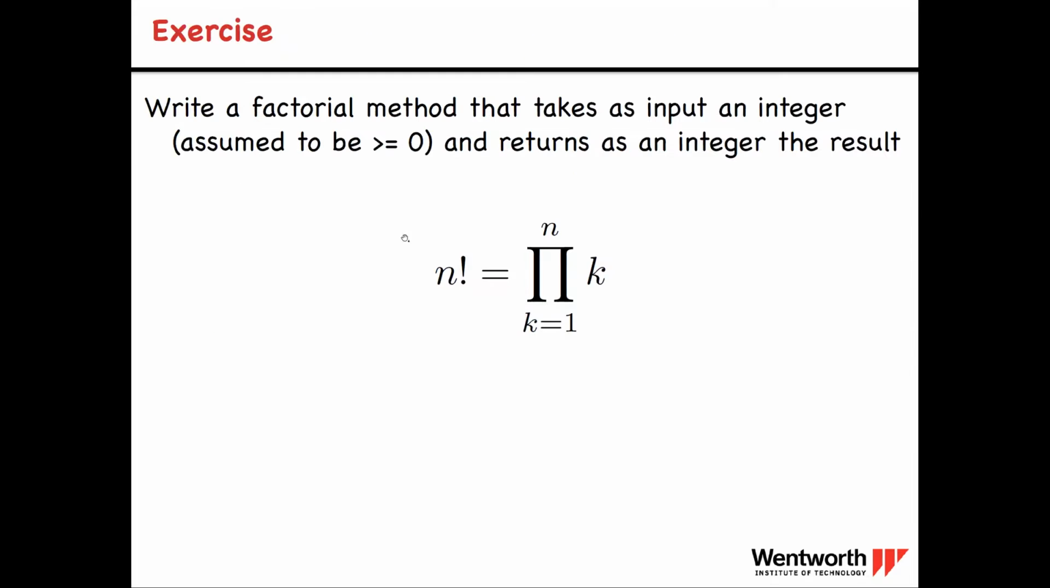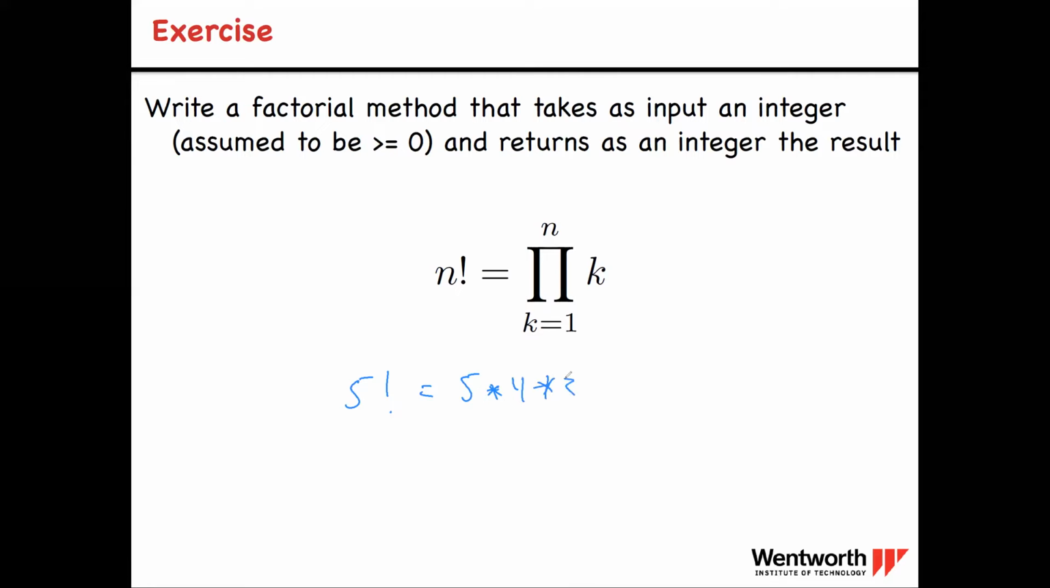So just as an exercise first, let's write a factorial. This is just the math formula for it, but the uppercase pi here is a product. So essentially, if we put in 5 factorial, that's going to be 5 times 4 times 3 times 2 times 1. That will give you the 5 factorial, which I think is 120.